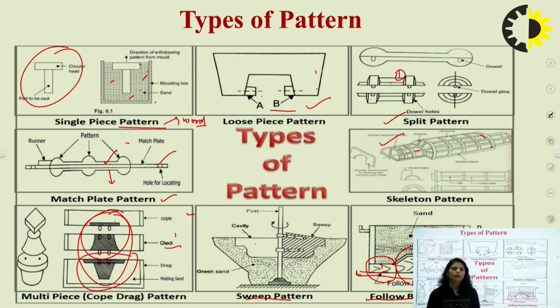One more pattern that we use is the gated pattern, which is used for mass production, meaning a number of castings can be produced in a single run, and these castings are connected with the help of gates, different gates and runners. So we can use that gated system also for mass production.